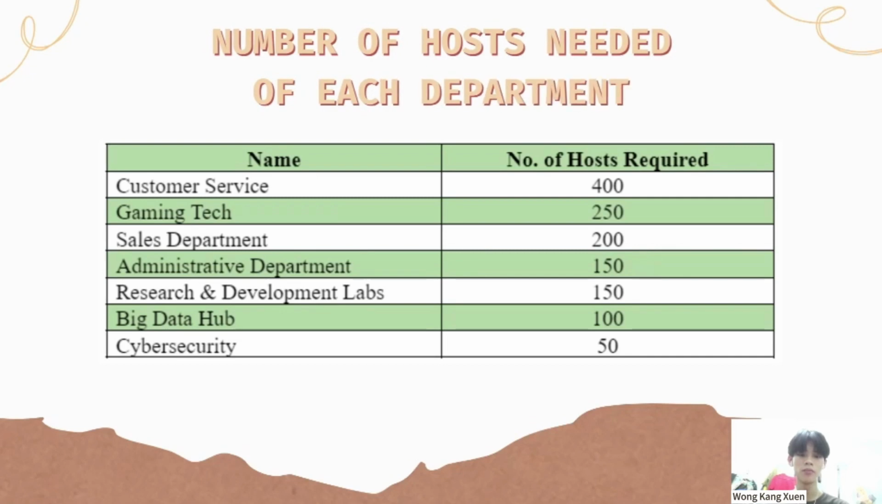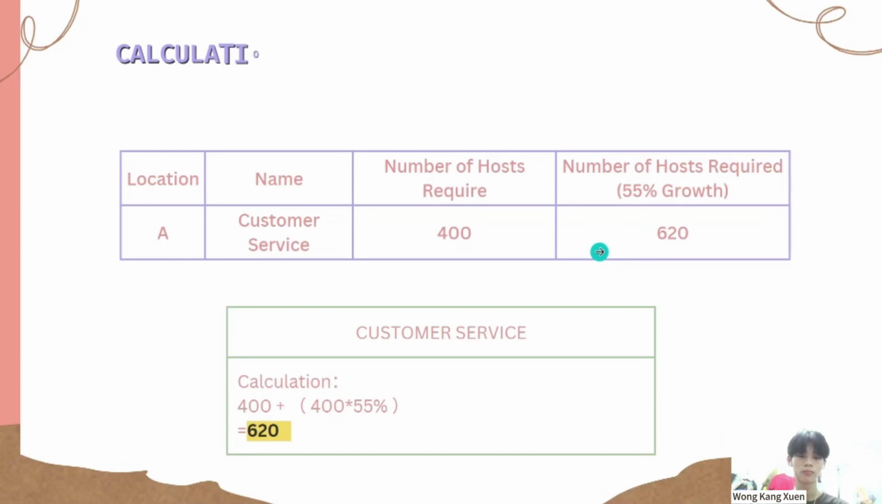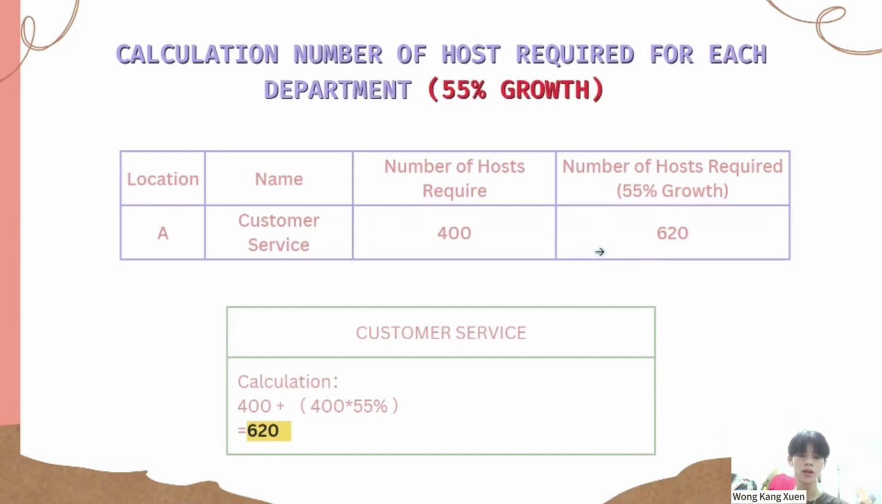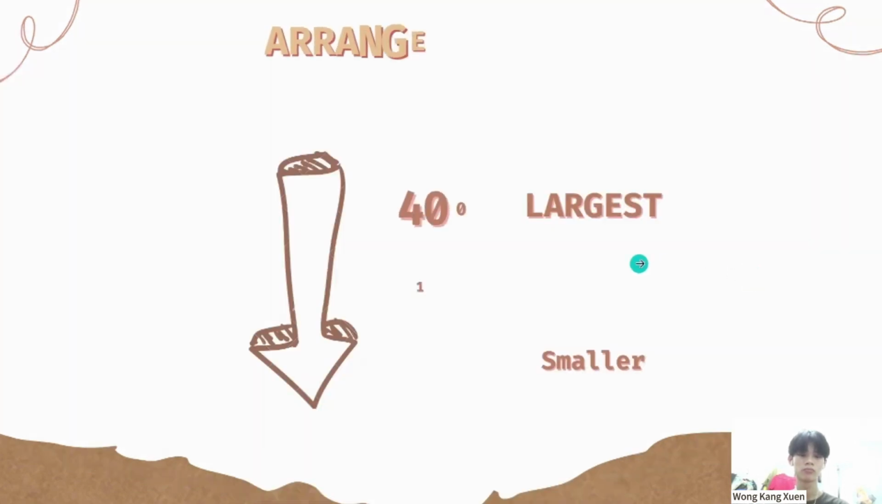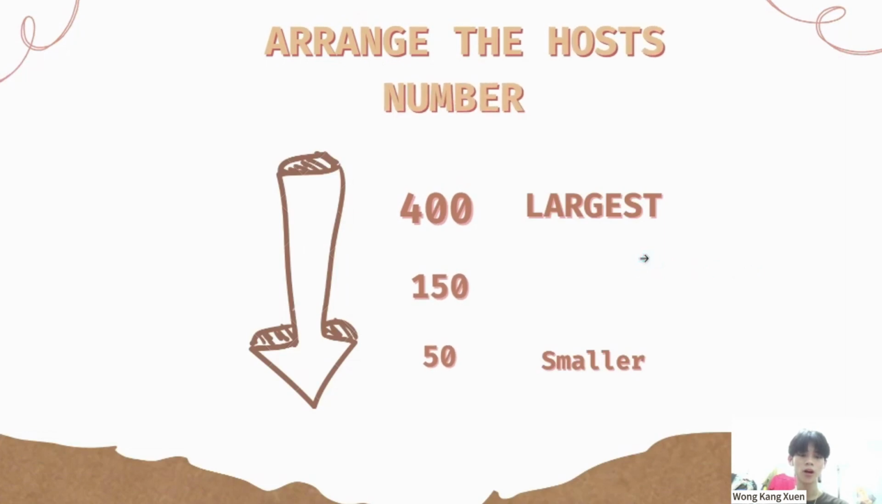This diagram shows the number of hosts required for each department before growth. For this assignment, we are using classful addressing design. Therefore, our first step is to calculate the total number of hosts required for each department after growth. After we have calculated all the totals, we arrange them in order from largest to smallest to make it look consistent and simple.